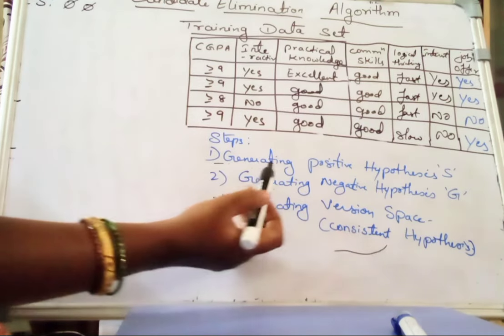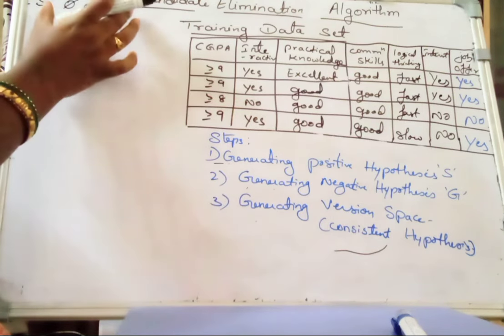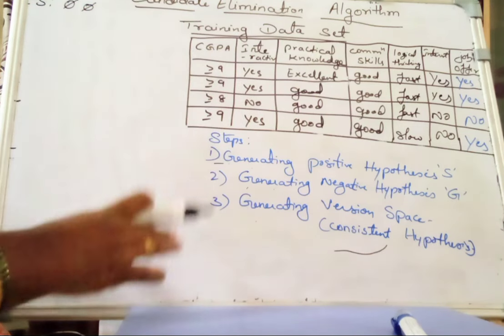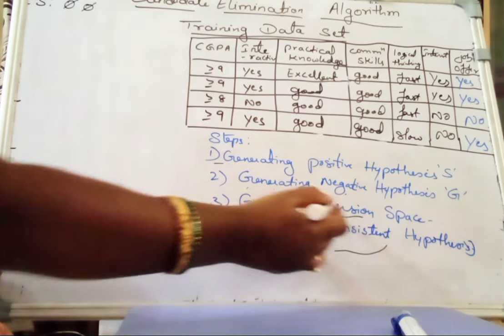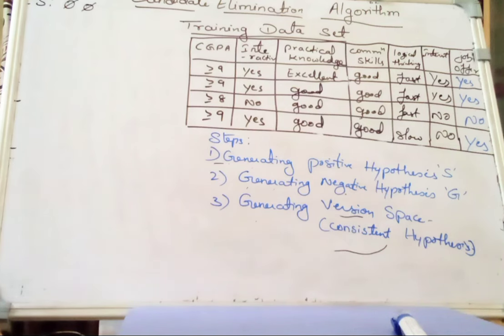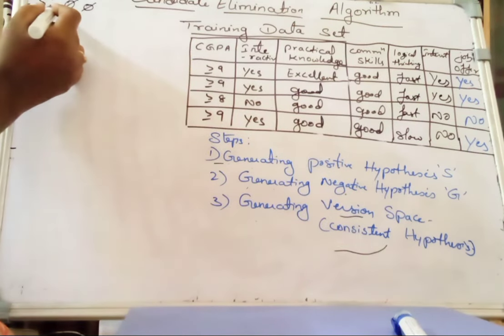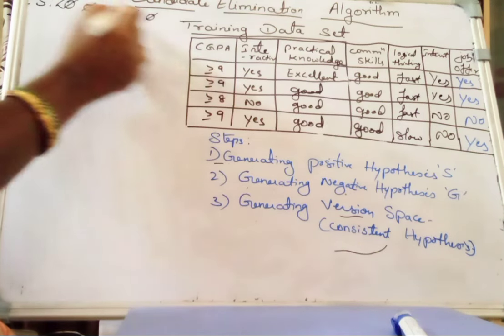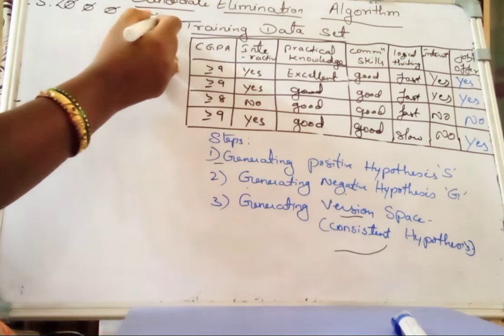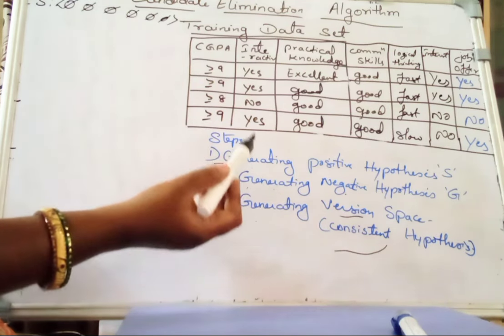First I have to generate my positive hypothesis. I will construct this in the form of a tree structure. At the top I will construct the positive hypothesis, from the bottom I will generate the negative hypothesis, and in the middle, combining both, I will generate the version space. Hope you understood how I am going to start solving this problem. Since I have 6 attributes, in my specific hypothesis also I have to include 6 symbols, like this: 1, 2, 3, 4, 5, 6. So I am starting with a specific hypothesis to generate the positive hypothesis.